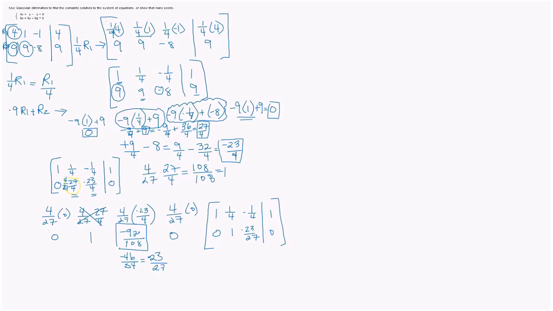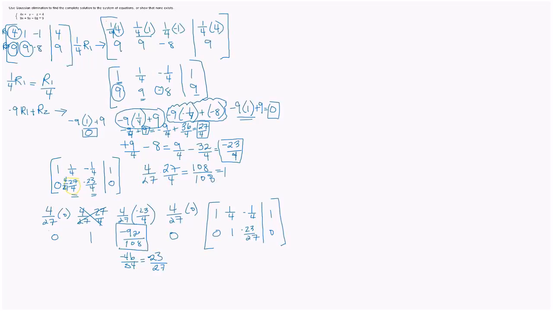So my new matrix is going to be 1, 1/4, negative 1/4, equal to 1, and 0, 1, negative 23 over 27, 0 is going to be my second row. So now I've gone as far as I can go. You don't have to get a 0 in this final position here. Once you get a 1 and a 1 and a 0, that's as far as you can go with your Gaussian elimination. And now you're going to set up new equations to represent what you have.